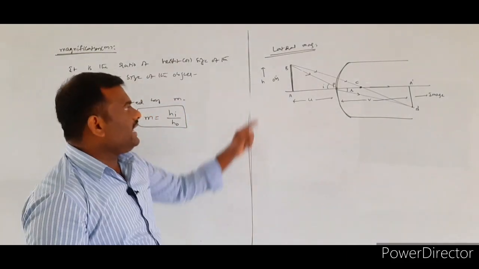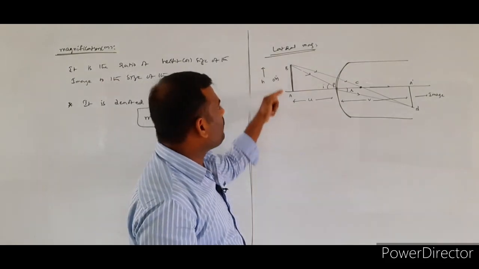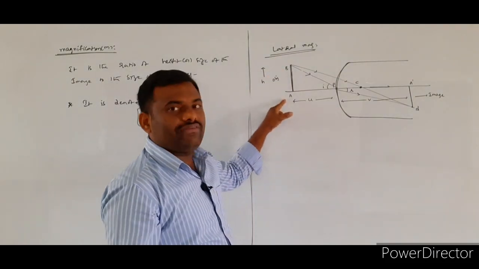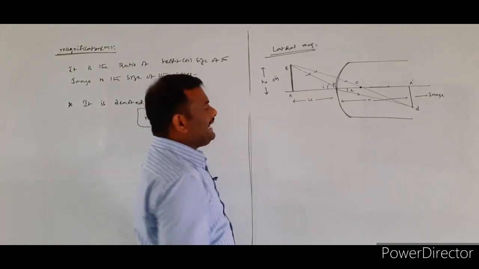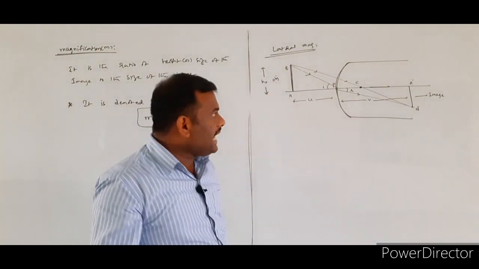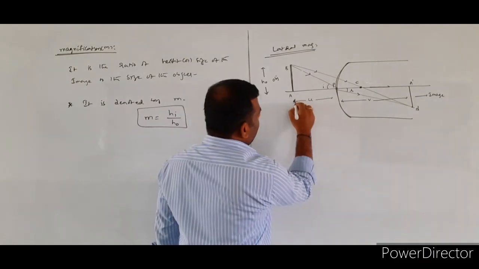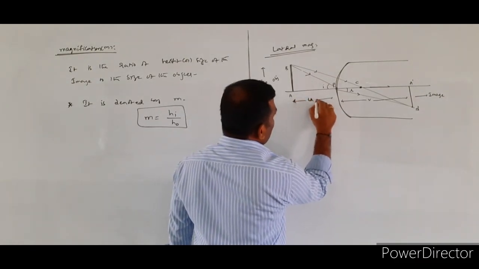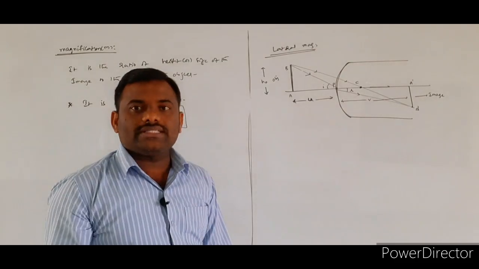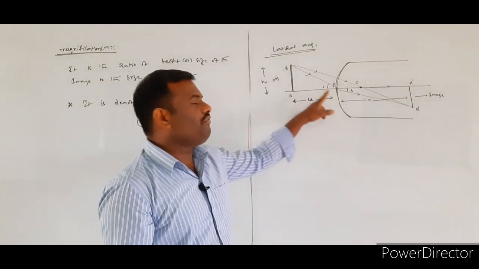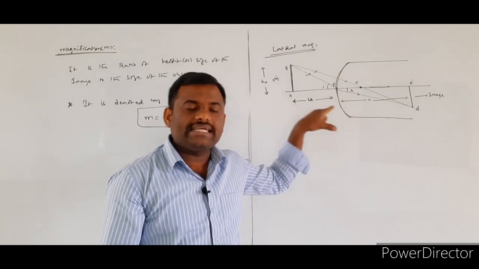See here, I consider one lateral object AB whose height will be given by h naught. H naught will be indicating the height of the object, and this object is placed at a distance of u from the pole. The object is located at a distance of u from the pole of the spherical refracting surface.